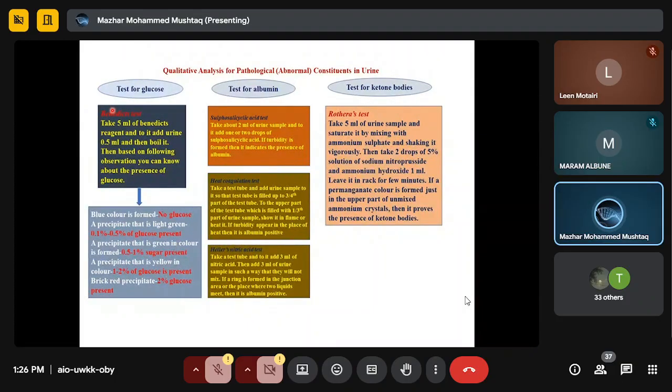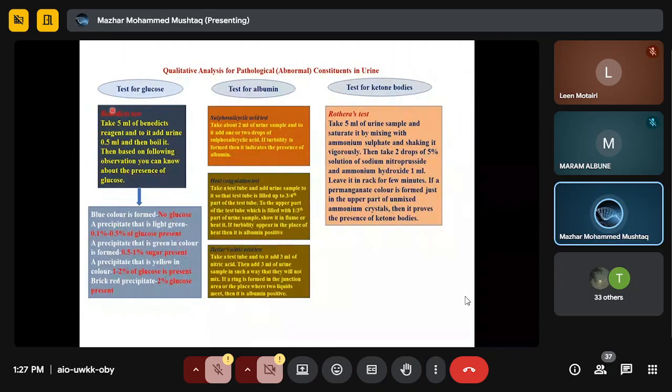The test for glucose is done by the Benedict test. You do not have to know the details, like adding 5 ml of Benedict reagent and boiling, but you need to know the name of the test. Similarly, for albumin we have the sulfosalicylic acid test, which can also measure turbidity, the heat coagulation test, and Haller's nitric acid test. These are the three tests that indicate the presence of albumin. Similarly, for protein these tests can also be employed.